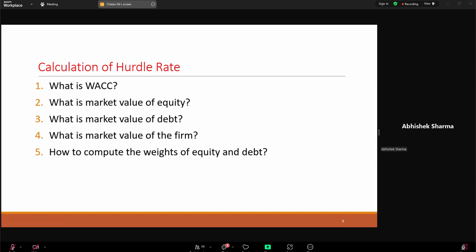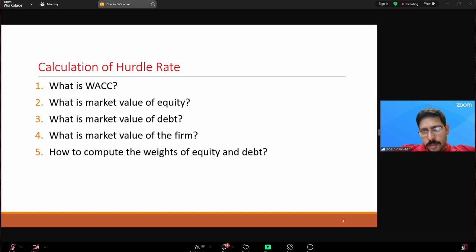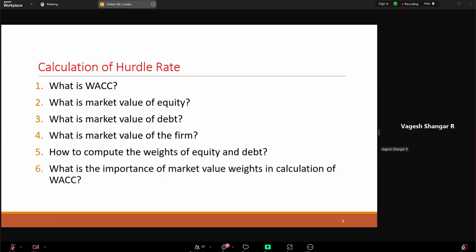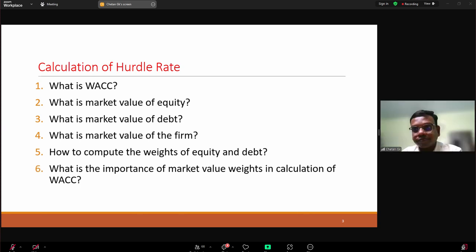The market value of equity divided by the total market value of the firm. Individual weights divided by total weight. Correct. Supposing you have only equity and debt, in the denominator it is going to be market value of equity plus market value of debt. It is interchangeable, equity and debt. Next.